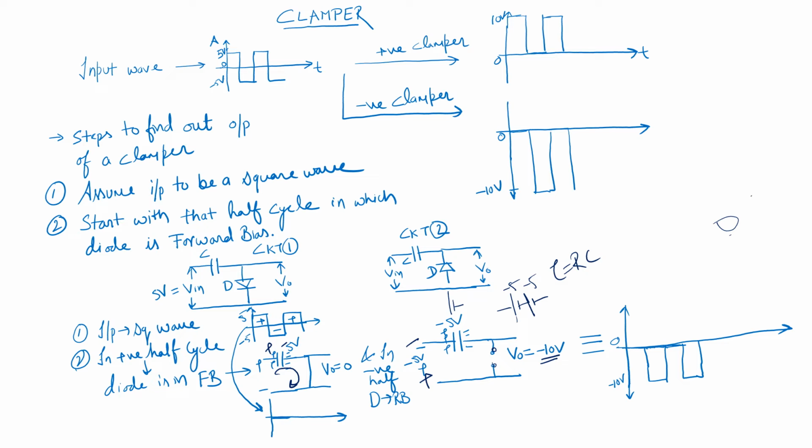minus 10 volt. So by combining these two positive and negative half cycles, in positive half cycle we are getting 0 output, and in negative half cycle we are getting minus 10 output. So the output waveform V output is like this. So you can see that the total waveform is shifted in negative direction.